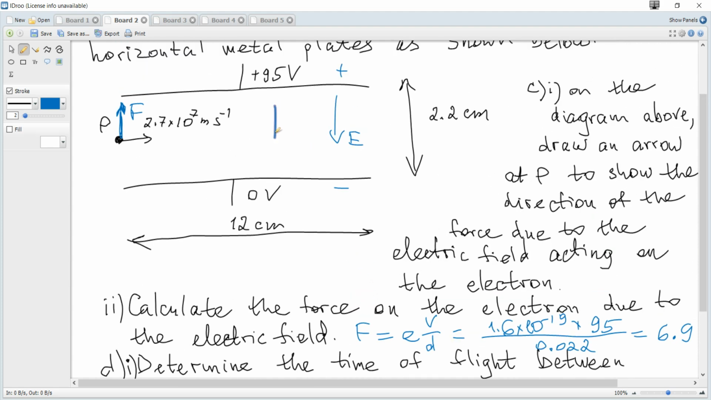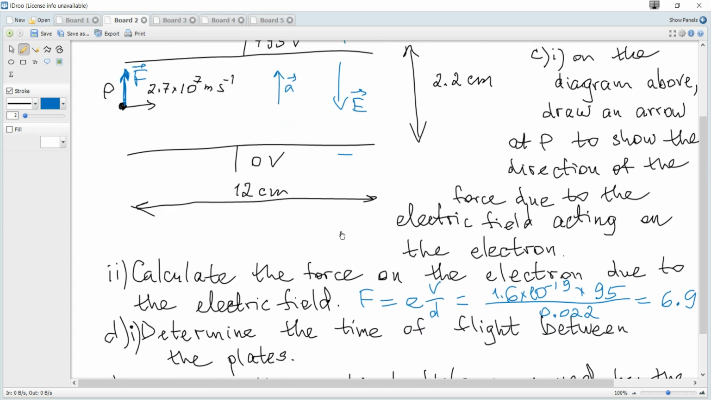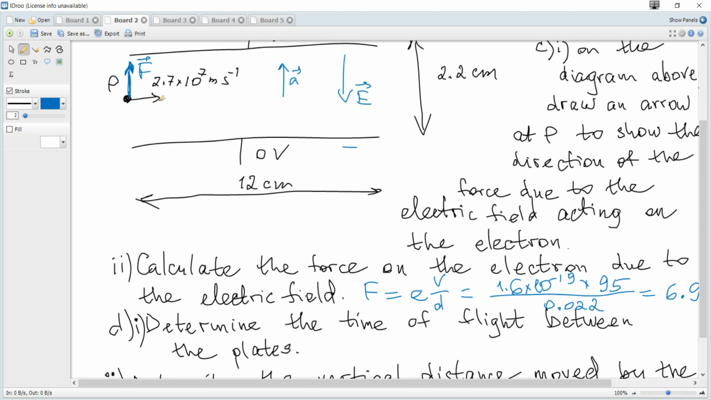And actually acceleration is just force divided by mass, and they both are vectors. Mass is positive, so acceleration is also upwards on this electron. And you can see that its velocity has only a horizontal component.